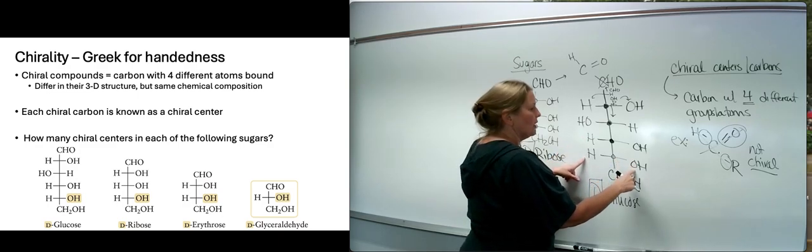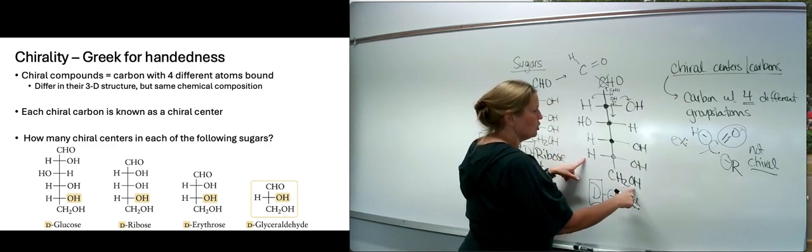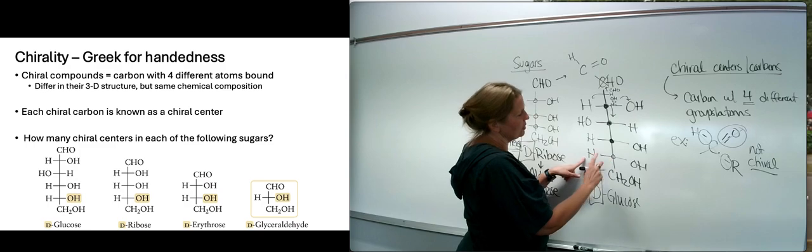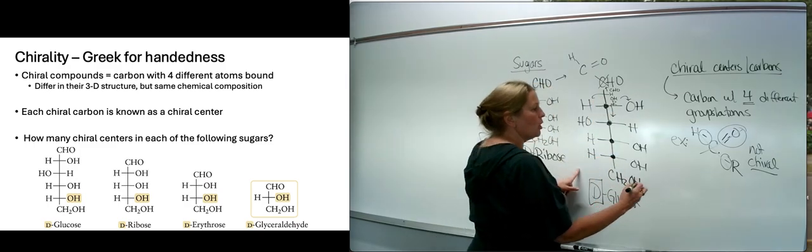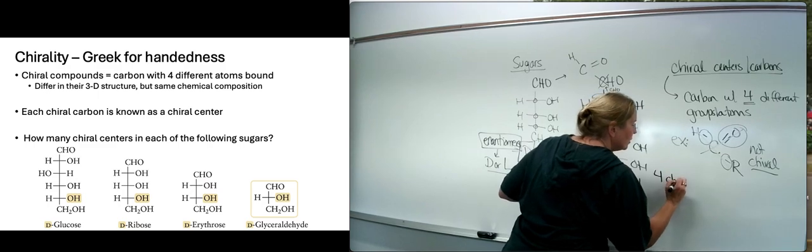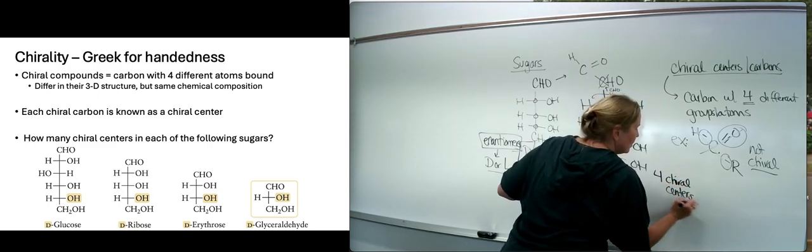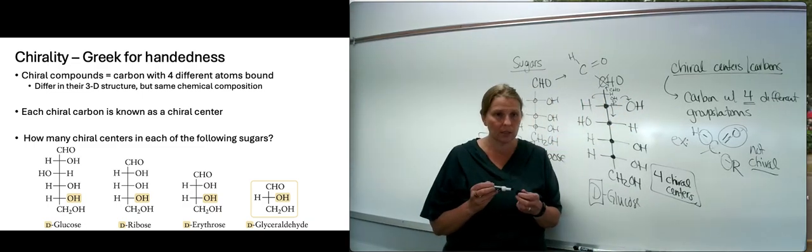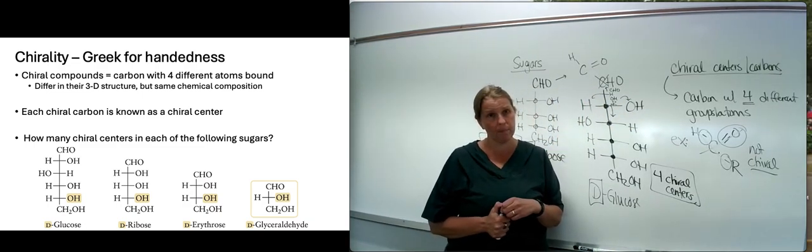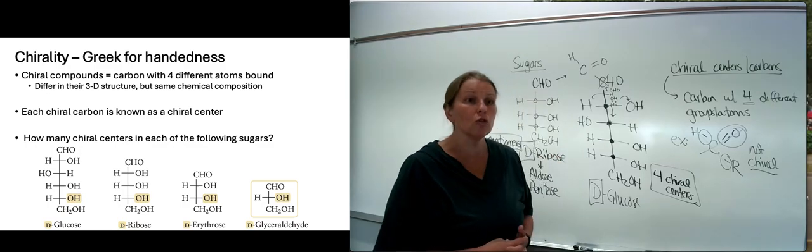Finally here, we have an OH, an H, a CH2OH, and then 4 carbons up there. So those are all different. So in the structure of D-glucose, we have 4 chiral centers. And that's important. That means that we can move things around those chiral centers without changing the chemistry. And when we do that, we can get new molecules.